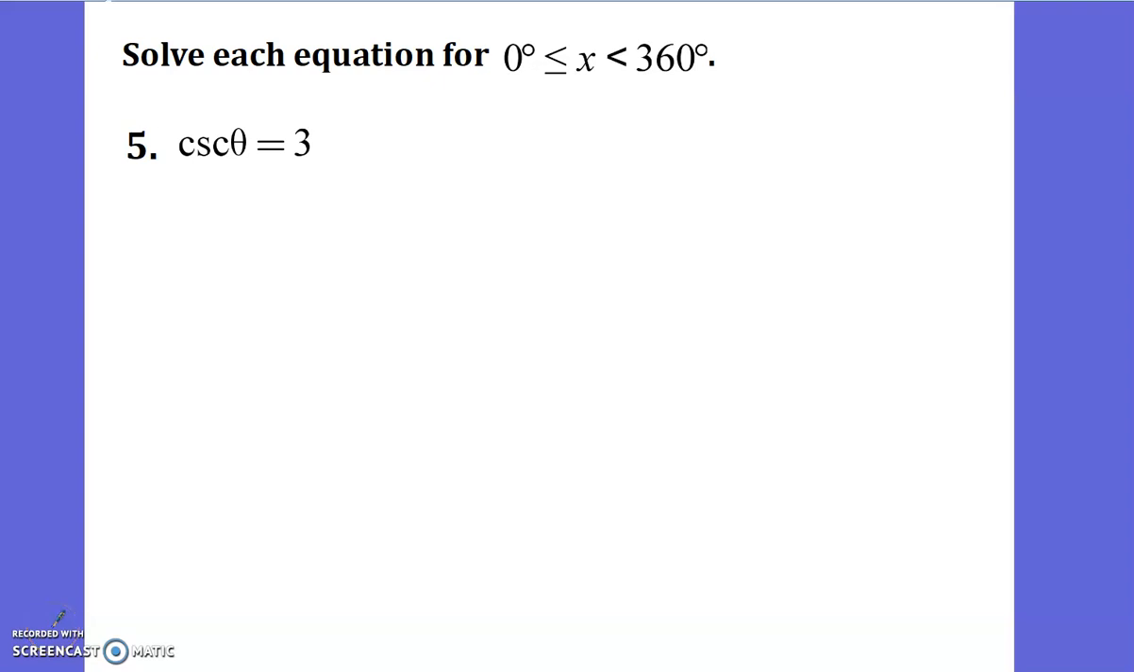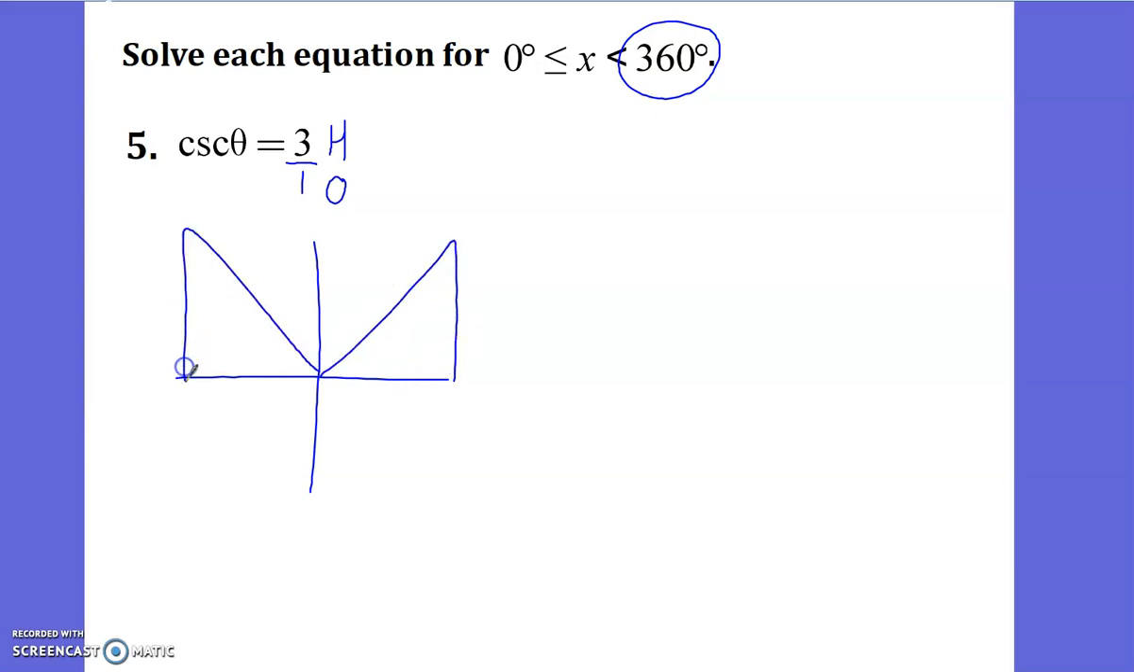Okay, so for this problem it says solve the equation for 0 degrees to 360 degrees. So we are going to answer in degrees. If we have to use our calculator for a problem, then we have to be in degree mode. Okay, so we have cosecant. This is hypotenuse over opposite. It does not match a special right triangle.